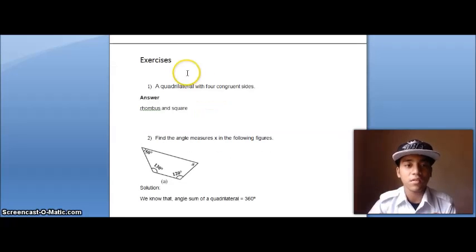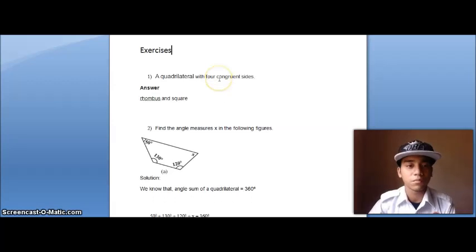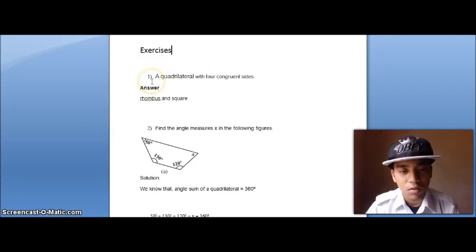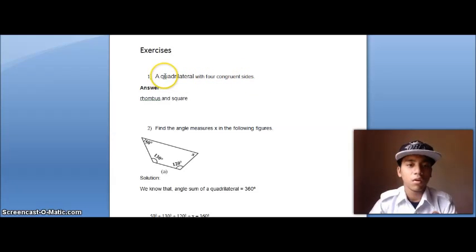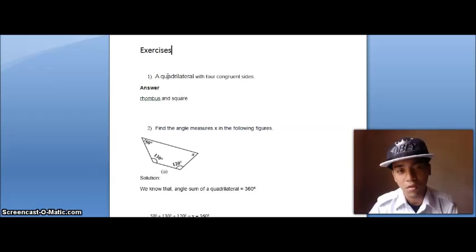For the last part, I have prepared some exercises for all of you. The first question is quite easy: which quadrilateral has 4 congruent sides? Remember, quadrilateral with 4 congruent sides. Square, right? Square and rhombus. Here is the answer: we can know it is rhombus and square.